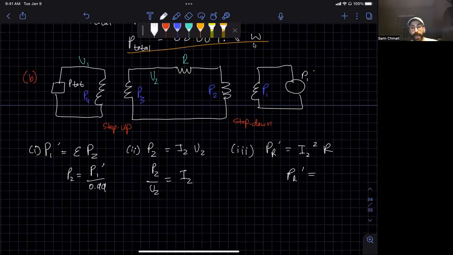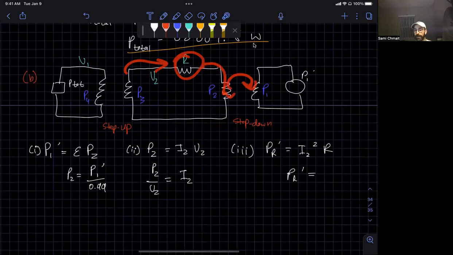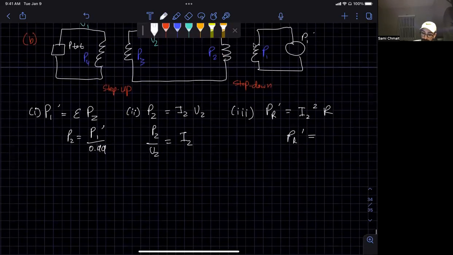And like I said, the relationship here is that P3 is going to be equal to P2 plus this power through the resistor. Because the power comes out like this, it hits the resistor and it goes through here before it's stepped back down. So what it was here is going to be equal to the sum of these two. So now we have enough to solve for P3, where P3 is going to be equal to P2 plus PR prime. Because we already solved for PR before, it's different.